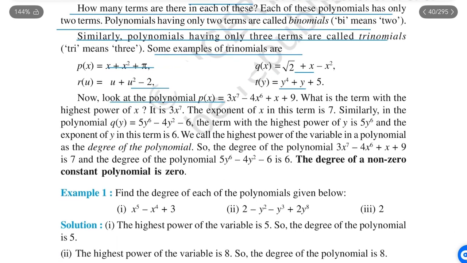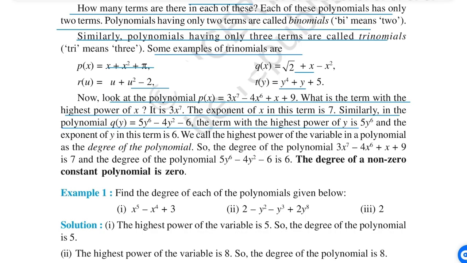Now look at the polynomial p(x) = 3x^7 - 4x^6 + x + 9. What is the term with the highest power of x? It is 3x^7. The exponent of x in this term is 7. Similarly, in the polynomial q(y) = 5y^6 - 4y^2 - 6, the term with the highest power of y is 5y^6, and the exponent of y in this term is 6.